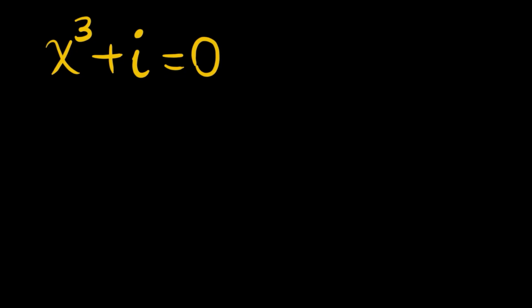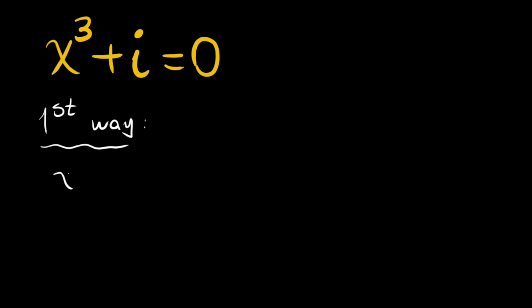We have a cubic, x cubed plus i is equal to 0. i is the complex unit, the square root of -1. We will show three different methods. The first one, actually I will just talk about but not show the process.